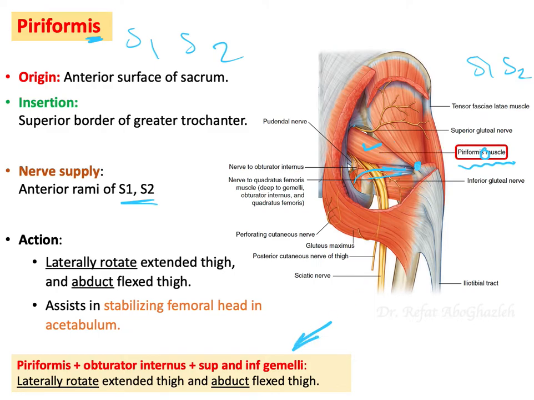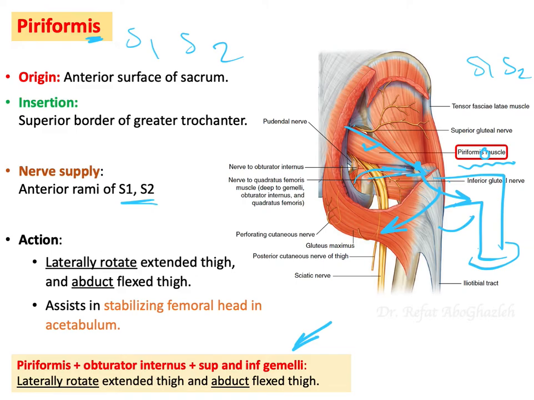in which the piriformis and the other muscles laterally rotate the thigh when your thigh is extended, like in standing position. And if your thigh is flexed, like this, this muscle will abduct because it will contract. So once it contracts, it moves it away, right?